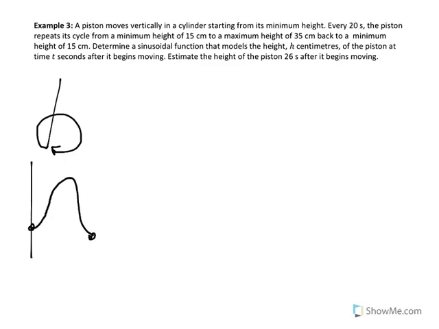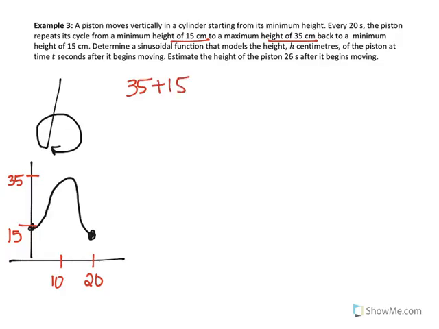So let's graph this. I don't even know what I'm doing. I'm just guessing. Okay, so we know that the period length is 20 seconds, which means it's going to hit its maximum halfway there, which is 10 seconds. We know it hits a minimum height of 15 centimeters and a maximum height of 35. So we can figure out our midline. So 35 plus 15 divided by 2 is 25. So here at 25 is the midline. That's not even straight. Whatever.